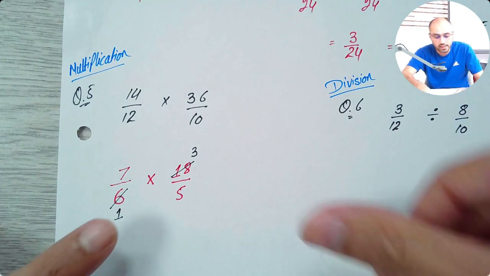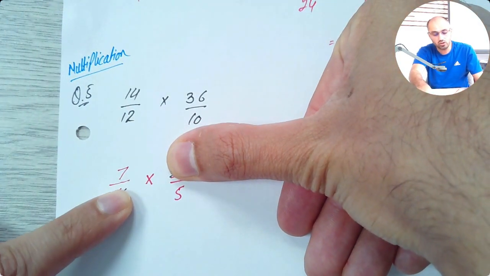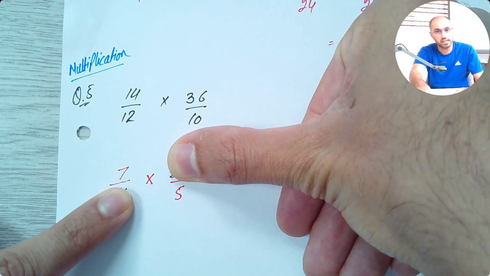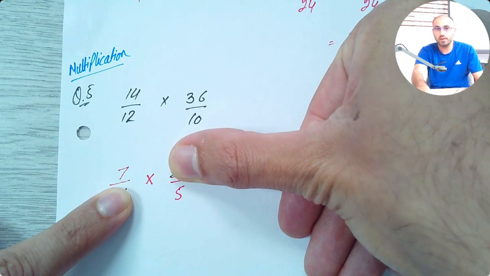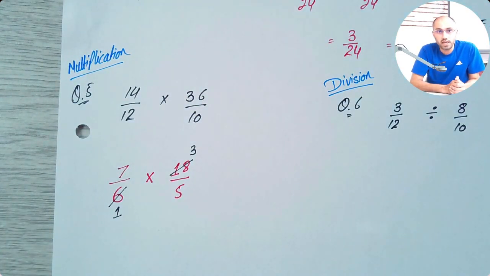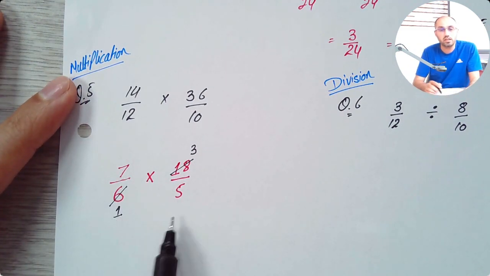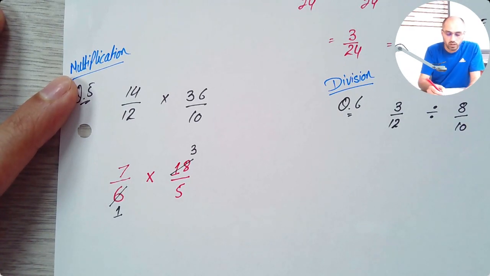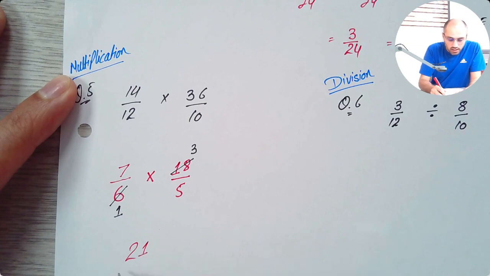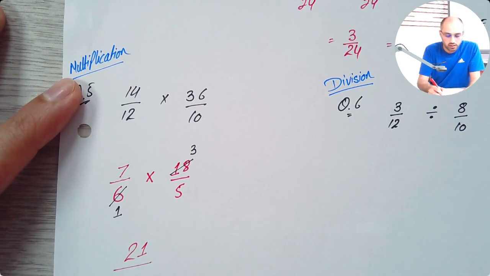Then I will ask the same question. Can these two be simplified? In this case, they can't be simplified, so I'll leave them like that. Now, because we are doing multiplication of fractions, you have to remember you will multiply the numerators and you will also multiply the denominators. So if you multiply 7 with 3, you will end up with 21. And if you multiply 1 with 5, that will give you 5.